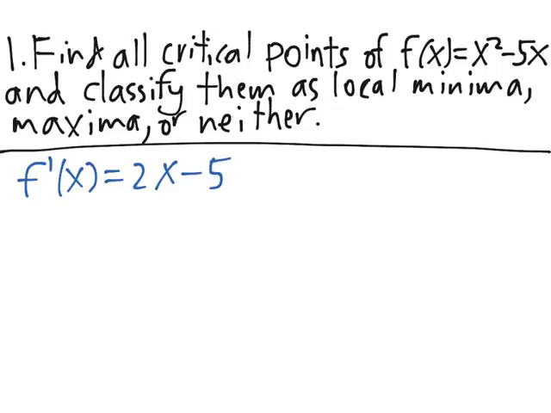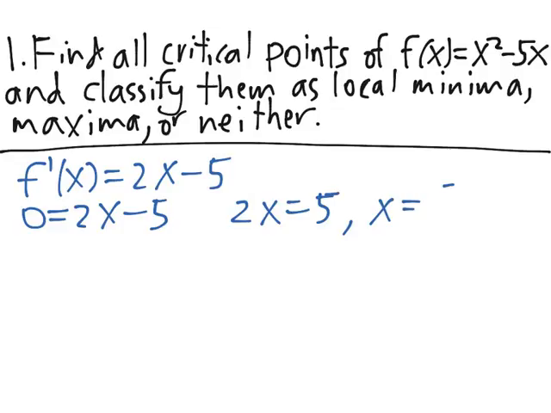Now, critical points occur whenever the derivative is either 0 or doesn't exist. This is a linear function which exists everywhere, so we only need to check where it's 0. If 0 equals 2x minus 5, then 2x is equal to 5, so x is equal to 5 halves. Therefore, the only critical point is x equals 5 halves. And 5 halves is a local minimum.